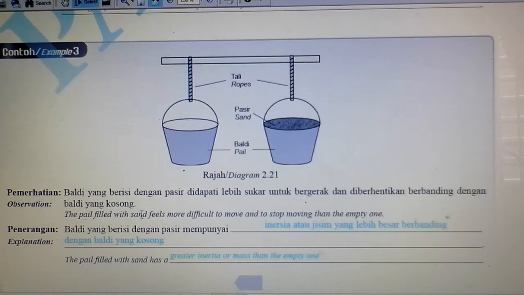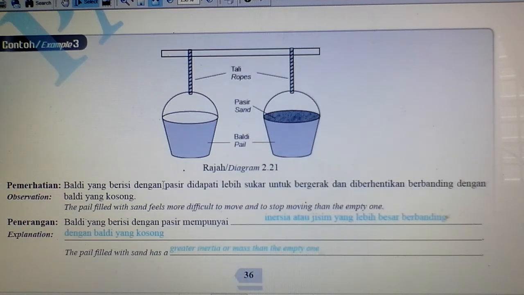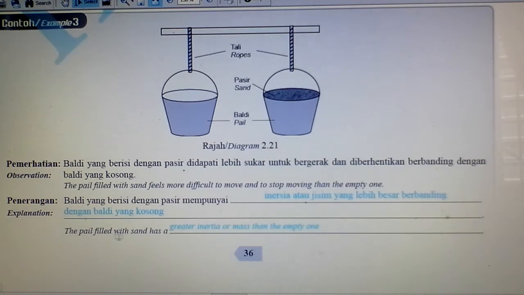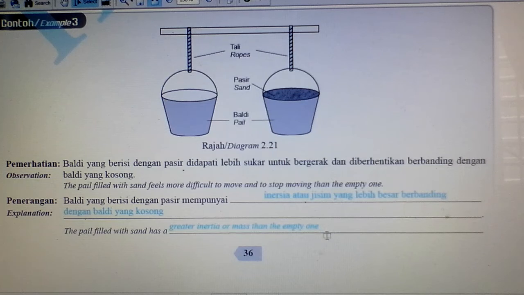The pail filled with sand feels more difficult to move and to stop moving than the empty one. Okay, you try to move the two pails together. So we will find that the heavy one is difficult to move. And then if you try to stop it, the heavy one also is harder to stop. So, explanation: the pail filled with sand has greater inertia or mass than the empty one.